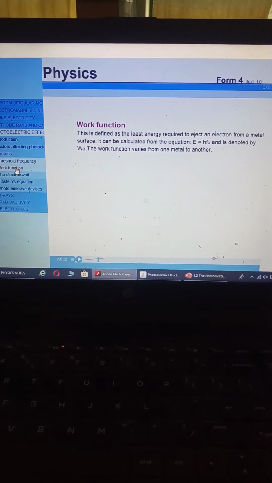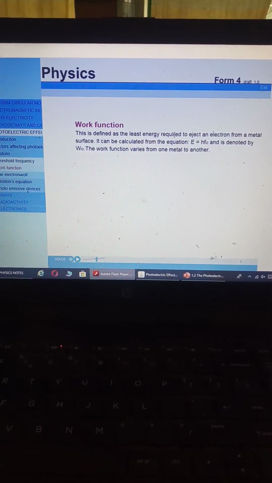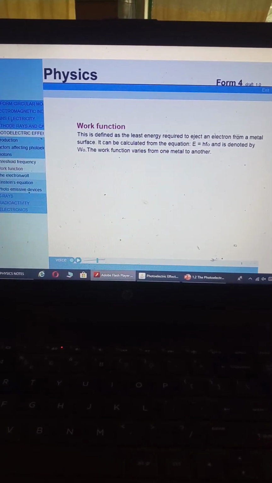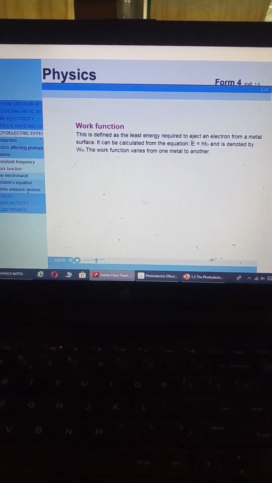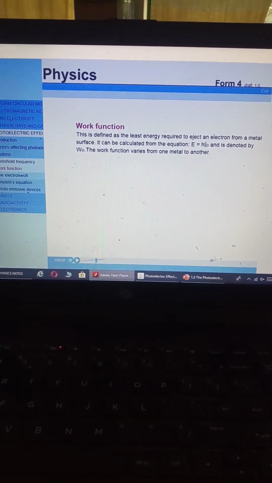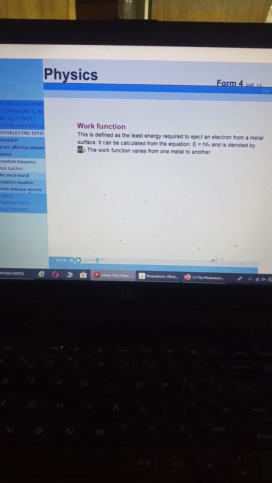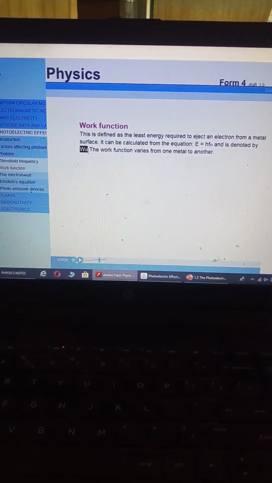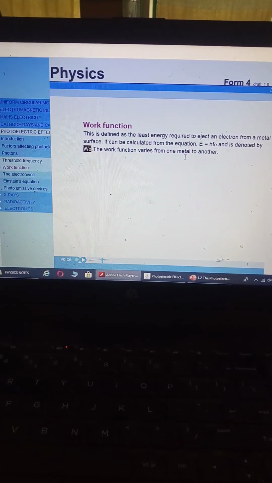I've defined what we call the work function. This is defined as the least energy required to eject an electron from a metal surface. It can be calculated using the equation Planck's constant times the threshold frequency, and denoted by W subscript naught. The work function varies from one metal to another.